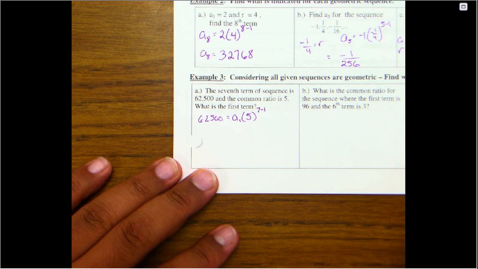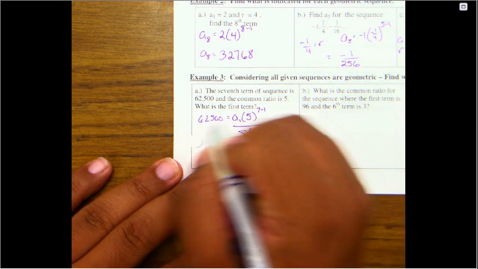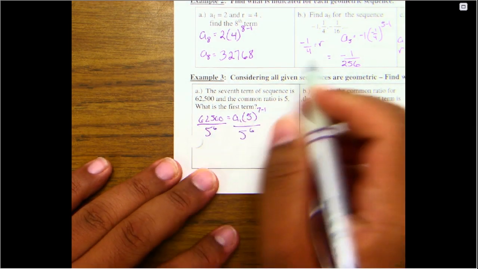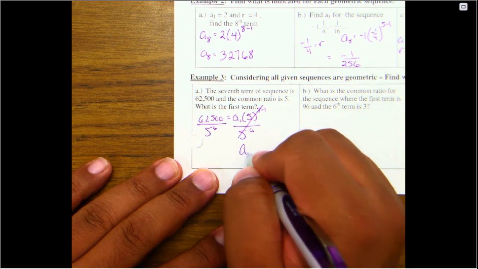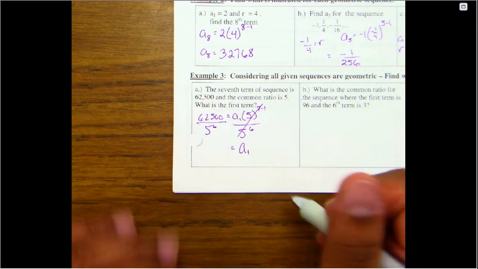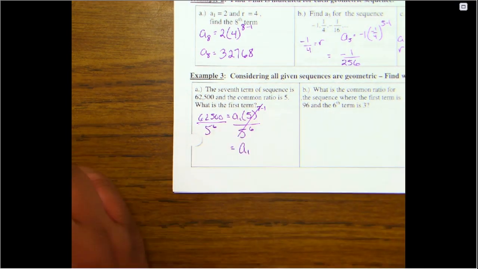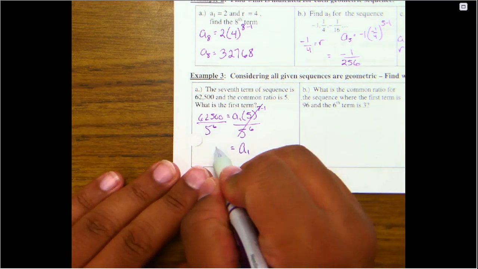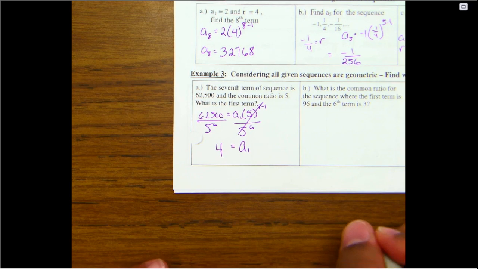So that's actually 5 to the 6, right? So we're just going to divide by 5 to the 6. That cancels. A sub 1 equals 4. Any questions so far?